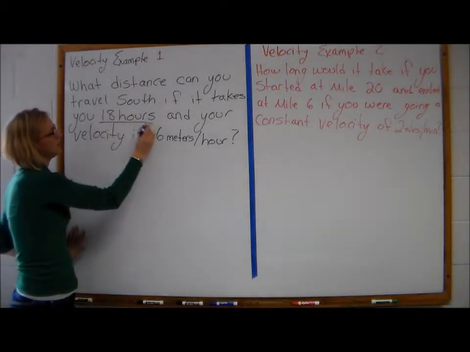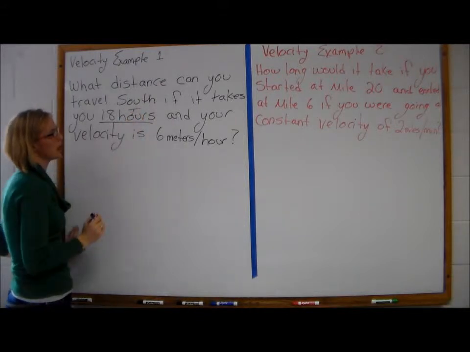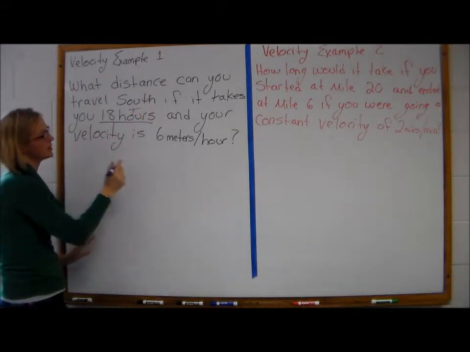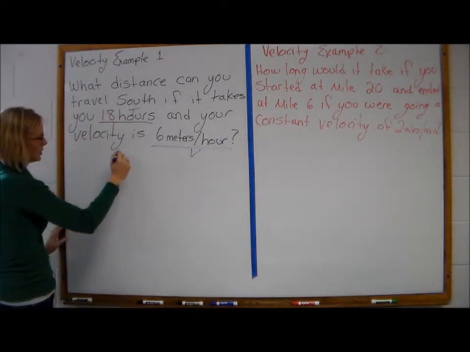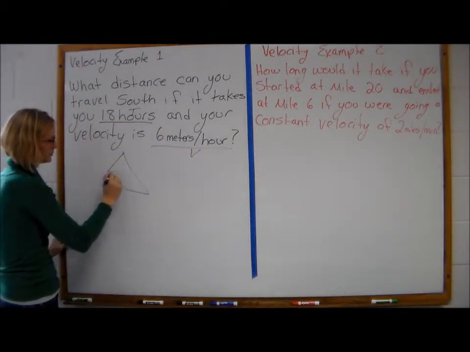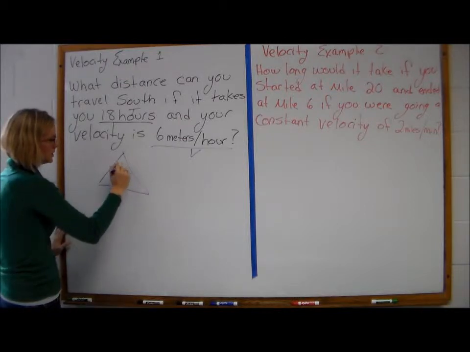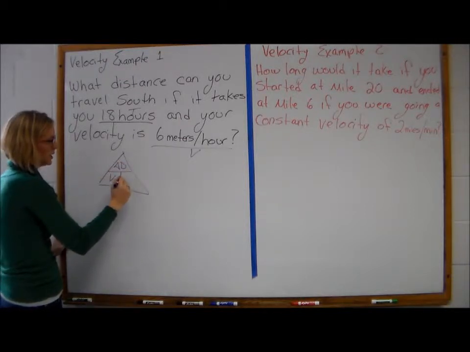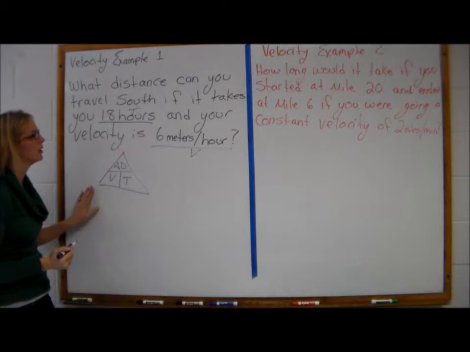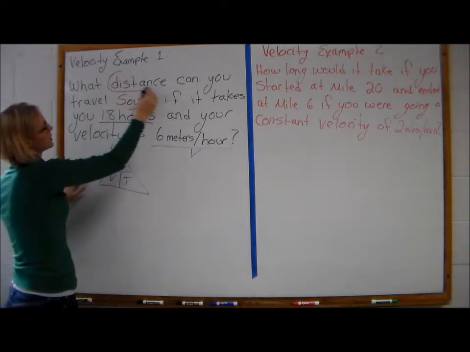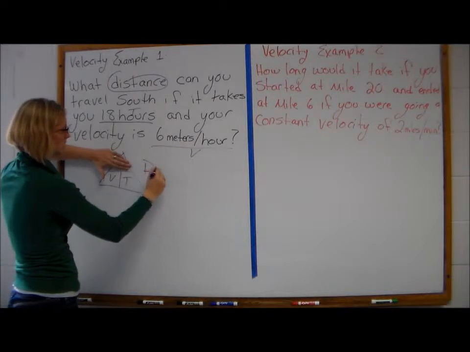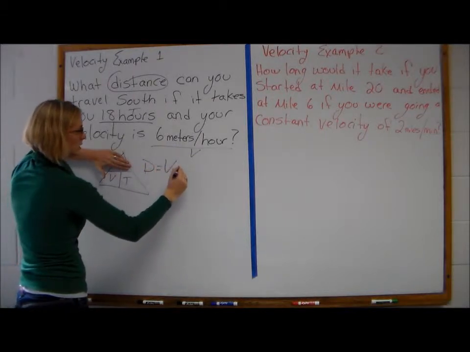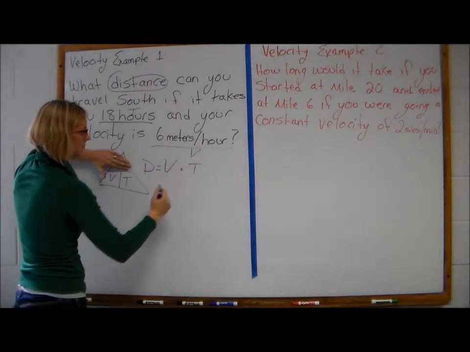You know we have 18 hours, which is our time. You know our velocity is 6 meters per hour. You're going to draw your triangle. We have our delta D, we have our velocity, we have our time. We are looking for our distance. You're going to cover up your distance. So distance equals velocity times time.